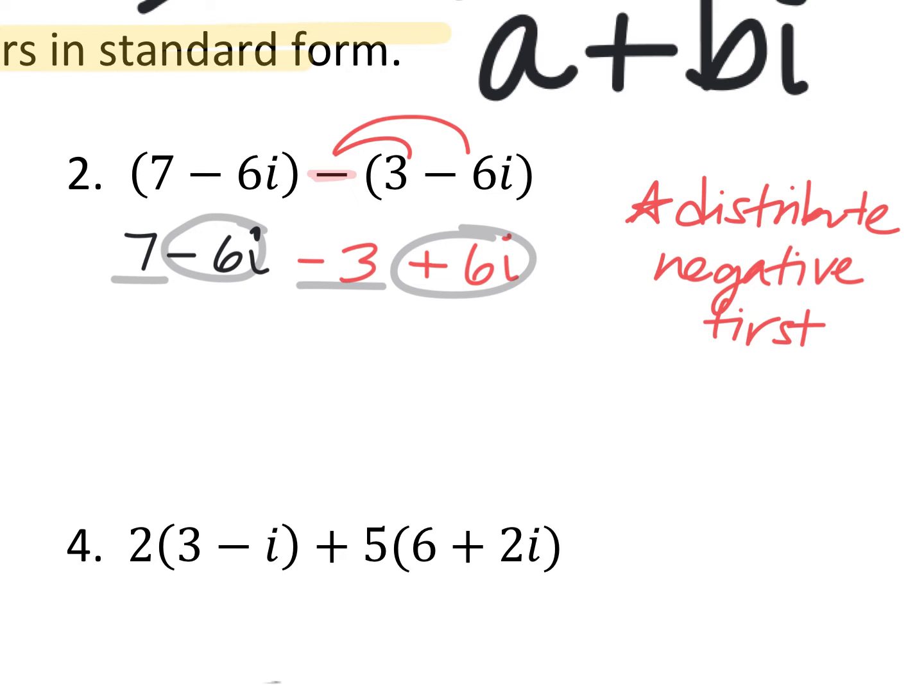7 minus 3 obviously gives us 4. What about negative 6i plus 6i? 0i. Which I'm going to go and write for now. But do you think we really need to say 0i? Probably not. Your answer is 4.